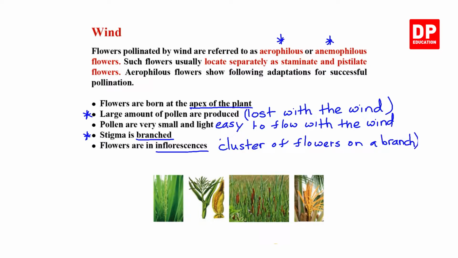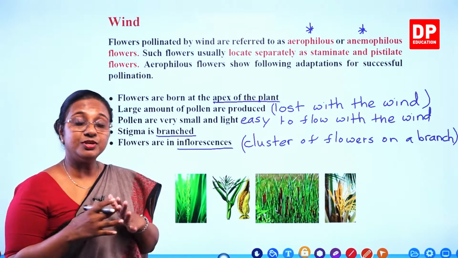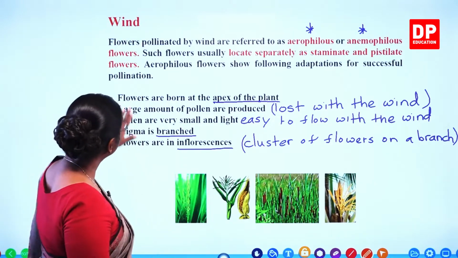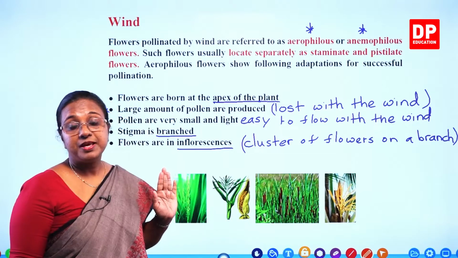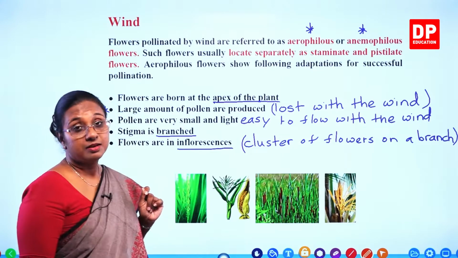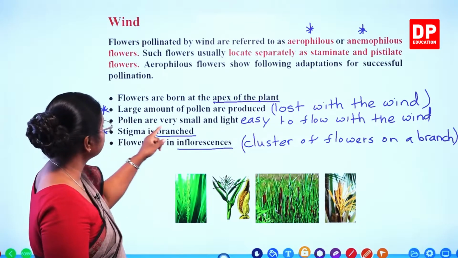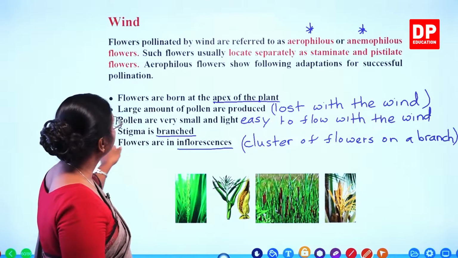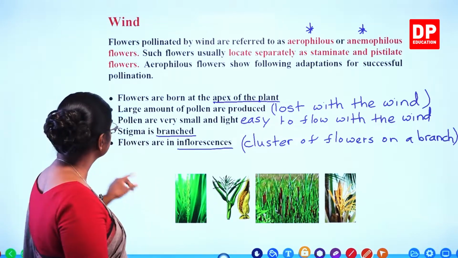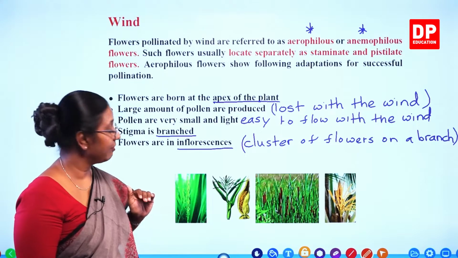That's inflorescence. So, a lot of flowers are there, then there are more chances for the pollens to deposit on the stigma. So, these are adaptations of aerophilous or anemophilous flowers that are pollinated by wind. Flowers are borne at the apex of the plant. A large amount of pollens are produced. Pollens are very small and light. Stigma is branched and flowers are usually inflorescence.